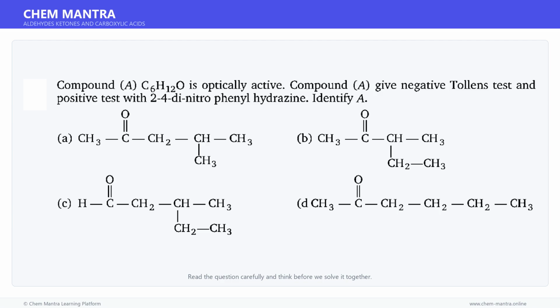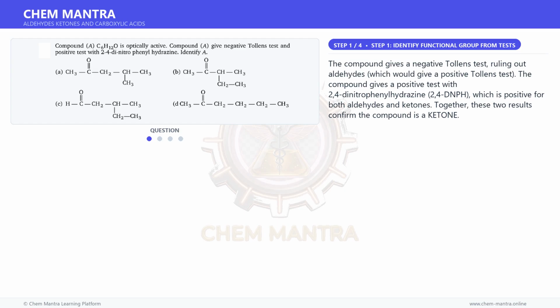Here is a question. Read it carefully and think about the answer. Let us solve it step by step. Let us begin solving this step by step.